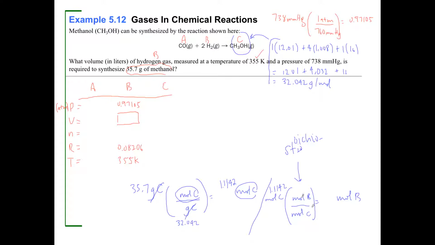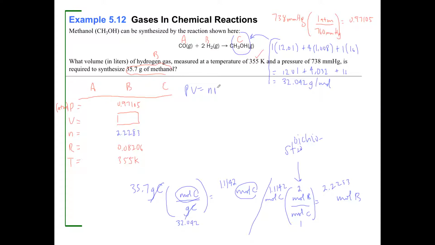1.1142. And then what's the molar ratio of B to C? Aha, 2 to 1. See it right there? 2 to 1. So I take this number and multiply it by 2: 2 times 1.1142 equals 2.2283 moles of B, which is exactly what I wanted. Look at that, 2.2283 moles.